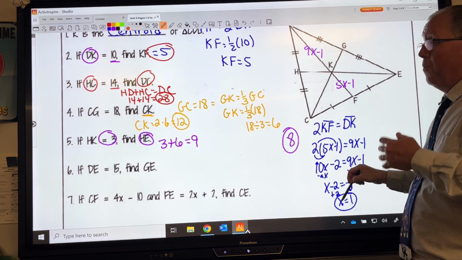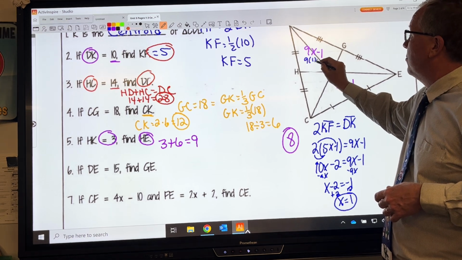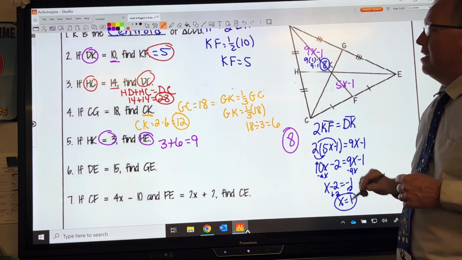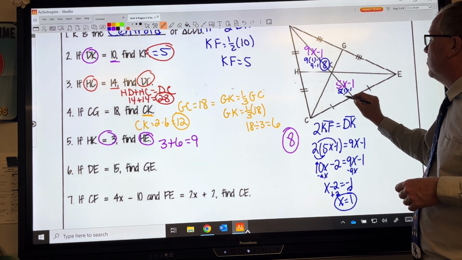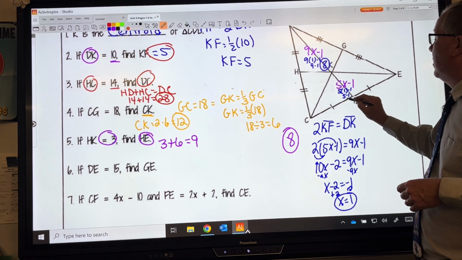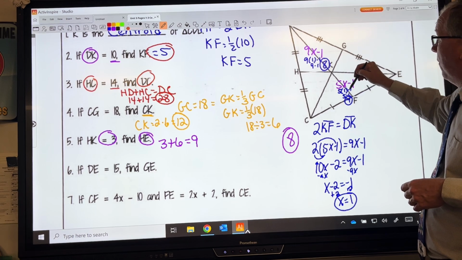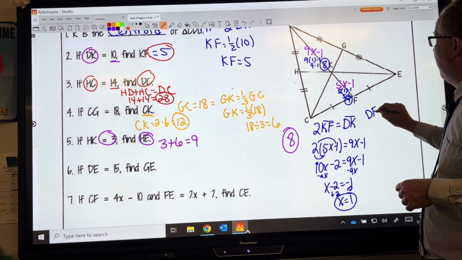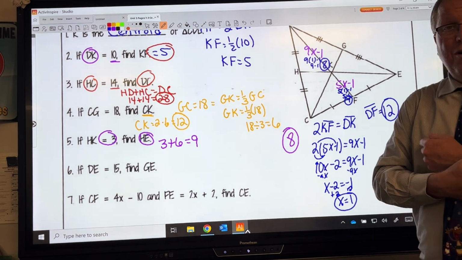So I need to plug the 1 back into here. So I'm going to go 9 times 1 minus 1, well that's 9 minus 1. This is 8 for that section. And this one is going to be 5 times 1 minus 1, that's 5 minus 1. This one is 4. So you've got 8 here and 4 here. So that gives you a grand total of DF equaling 12. And that is our final total, okay?